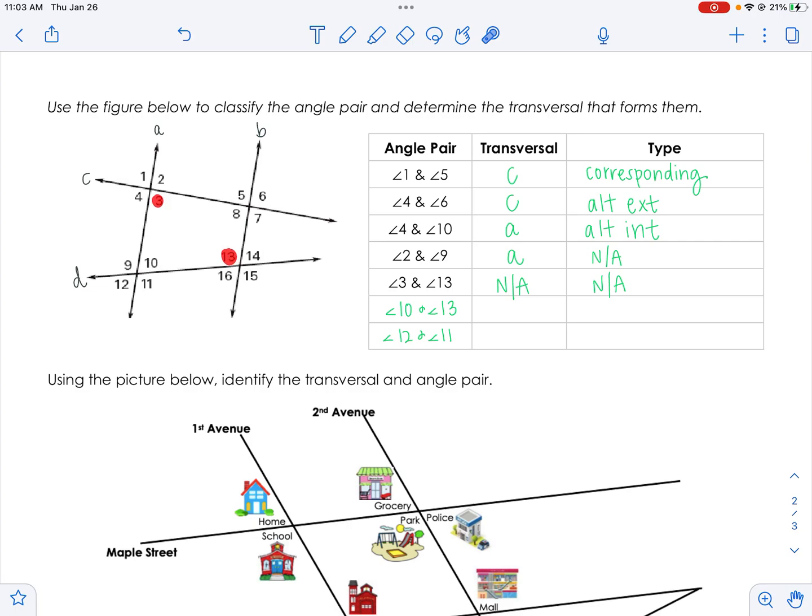And if there's not a transversal, then they're not going to be connected. 3 and 13 are too far apart. It would be the same thing if I had said 1 and 13 or 2 and 14. I would have to turn to get there, and that doesn't make it a transversal anymore. If I think of these like roads, I can't turn.